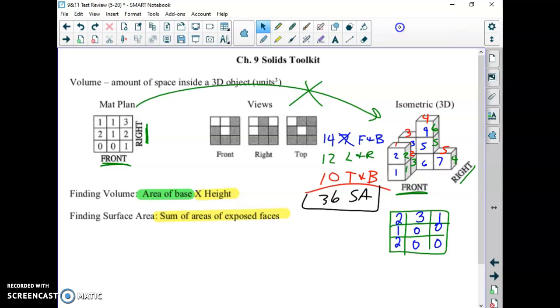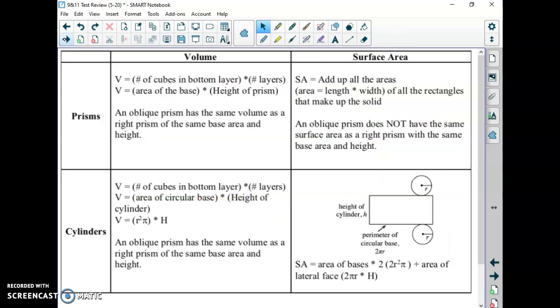Again, that's just review. I know I'm going a little fast. You can rewatch it if you need to. So here are the things that you should have on your toolkit. I will modify some of these formulas if it'll help. But basically, prism, area of the base times the height. That's our volume. So capital B times H.